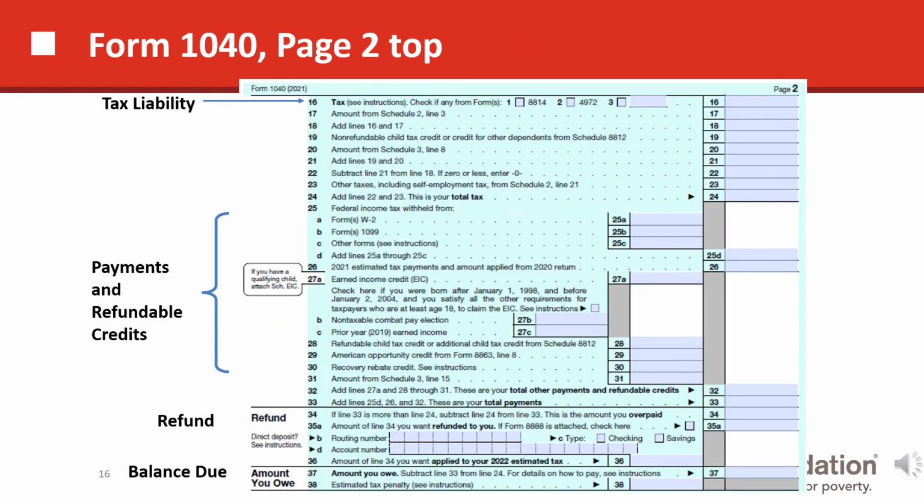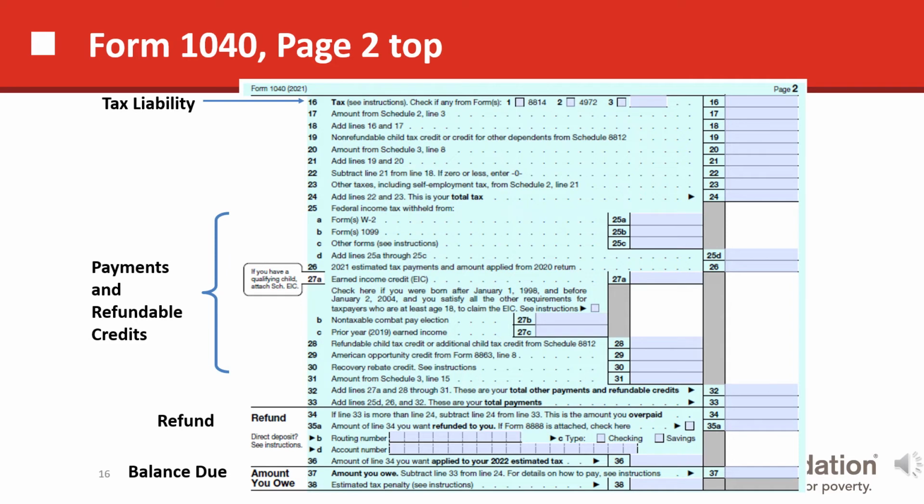This is the top of page 2 of the standard 1040. This has quite a bit going on. It starts with the tax liability. So the actual tax that they're being assessed for 2021 is shown here. And below that, we get into payments and refundable credits. So you can see the federal income tax withholding. In 2021, they did a little something different here, and they're actually showing us where the federal withholding came from, whether it was on forms W-2, 1099, or some other forms. So we didn't have that breakdown in 2020. We now have it in 2021 and probably moving forward.